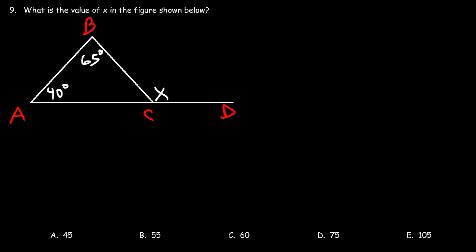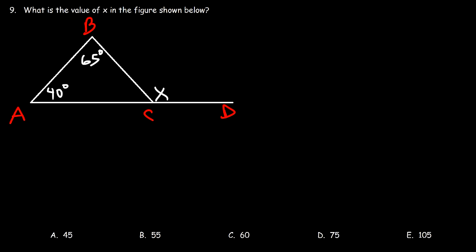Number 9. What is the value of x in the figure shown below? Now, one way you could find the answer is by using the exterior angle theorem, which states that the exterior angle is equal to the sum of the remote interior angles.